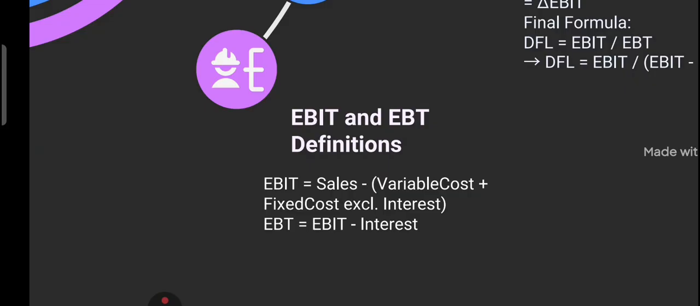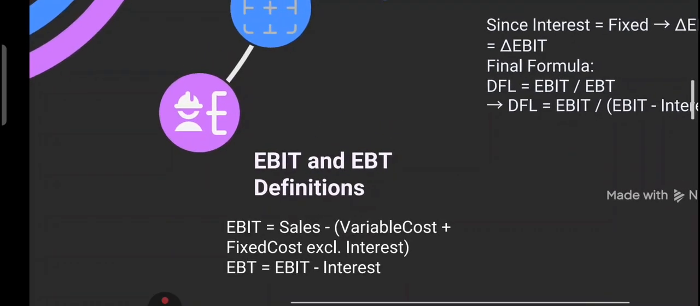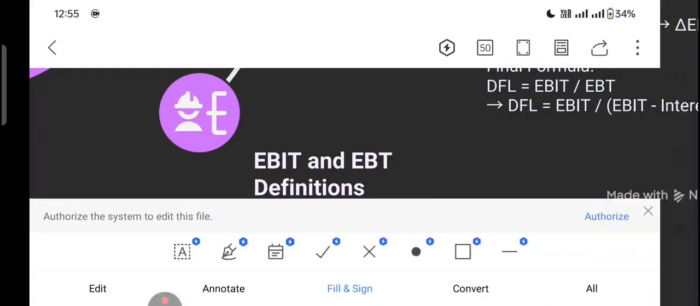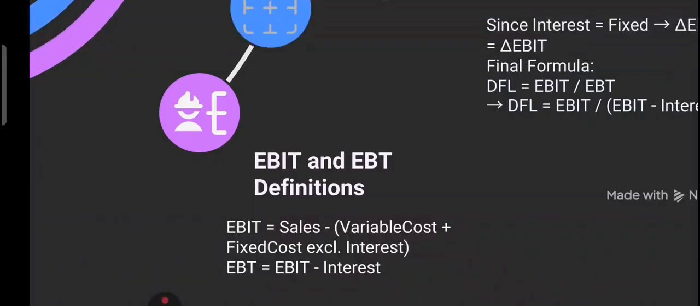And suppose we know the EBIT, how to get EBT? Quite simple. EBIT means earning before interest and tax. EBT means earning before tax. So just subtract the interest from EBIT, we will get EBT. So these two formulas will be very useful to you while doing the calculation, while calculating the DFL. So remember these two formulas, very important from examination point of view.